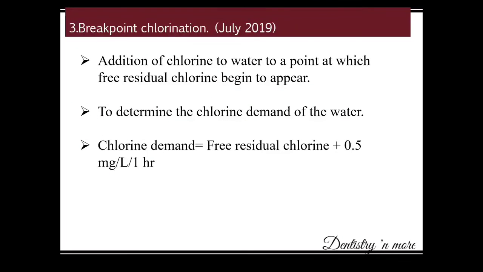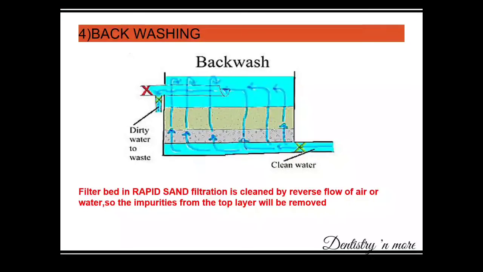And breakpoint chlorination is nothing but addition of chlorine to water to a point at which the free residual chlorine begins to appear. That amount we need to calculate. Over that we need to add 0.5 milligram per liter. That will be the dose of chlorine.